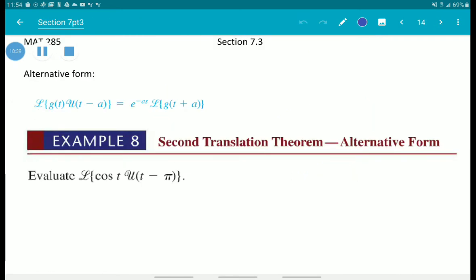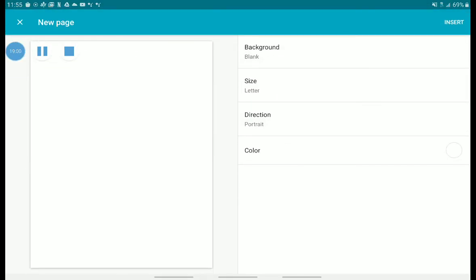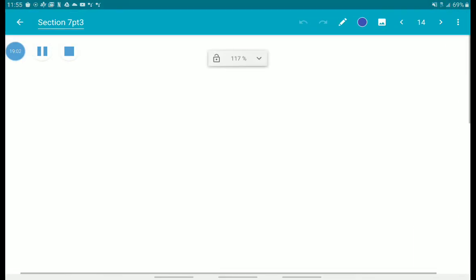So we can talk about where that formula came from, the chart that we had to use in the last problem. And it's really an alternative form of the second translation theorem. So I want to go through and I want to prove this so you can see where it's coming from and see that we're not just pulling it out of our hat here. So our goal is to prove this.